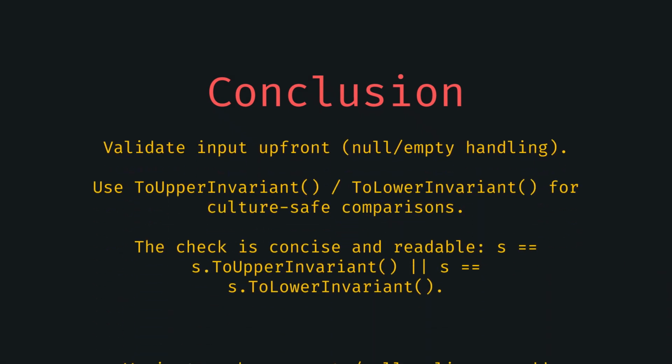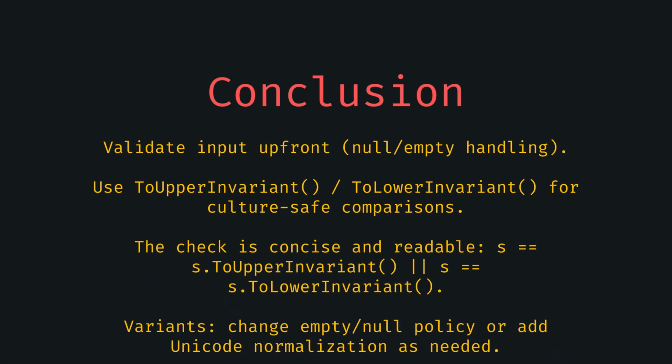We've implemented a small, robust helper to detect whether a string is entirely one case. It is easy to explain on camera and useful in many demos. Use invariant casing to avoid local gotchas and pick a clear policy for null and empty strings. We return false here.